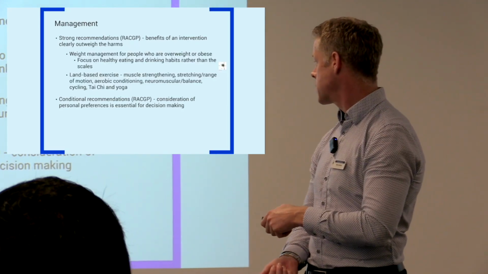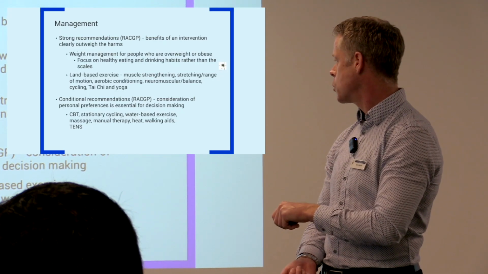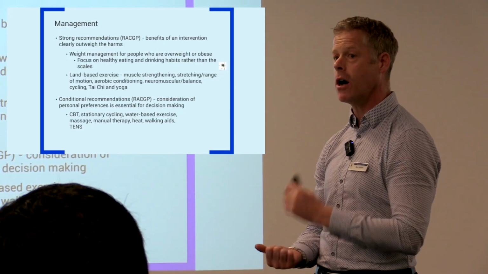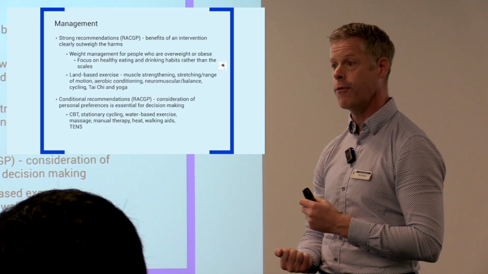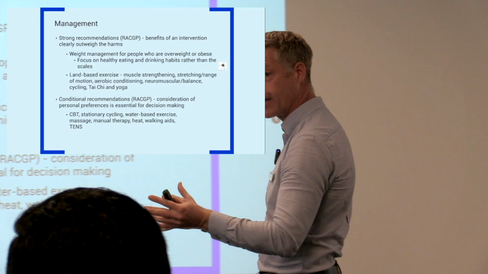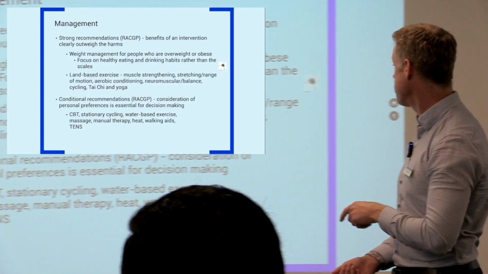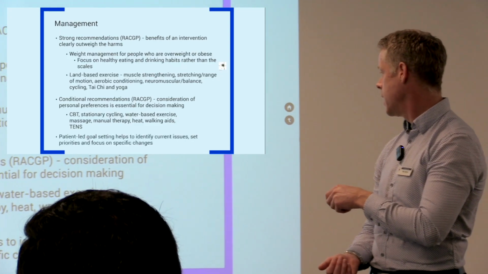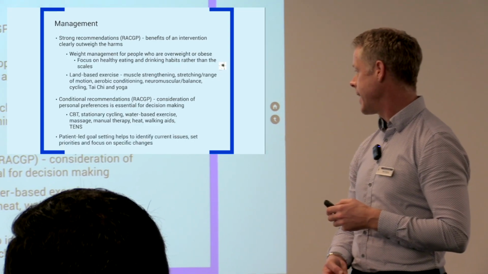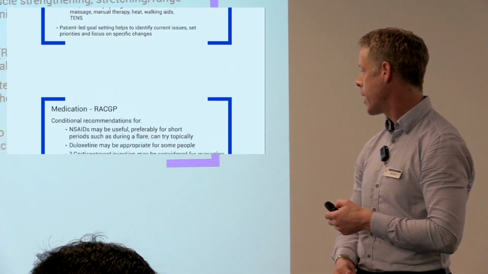Conditional recommendations for other things that might be helpful, but the evidence isn't so strong, and so non-weight bearing exercise, the evidence is less strong than for weight bearing. Some people, you might need to start them doing that if they can't do weight bearing exercise without flaring, but you want to move them towards weight bearing exercise. And obviously we want patient-led goal setting to set the priorities for that.